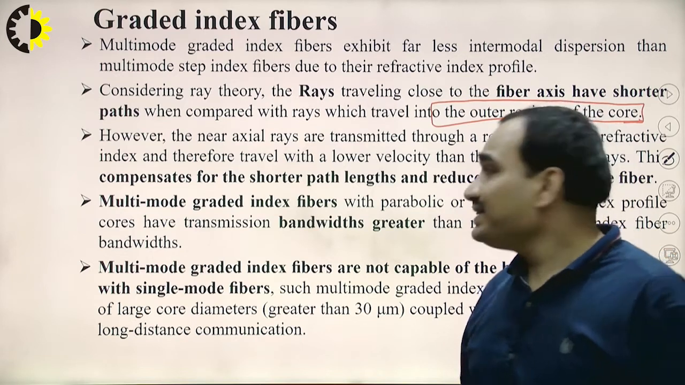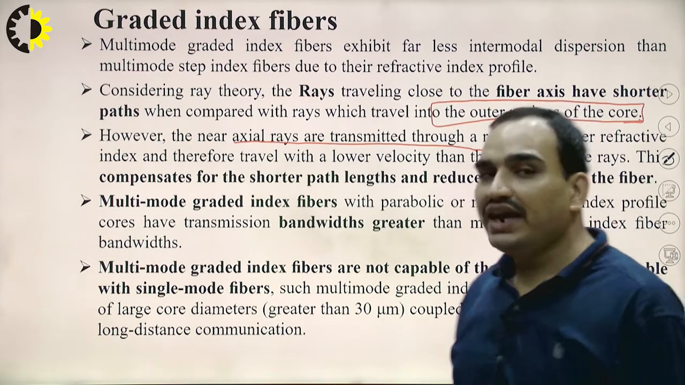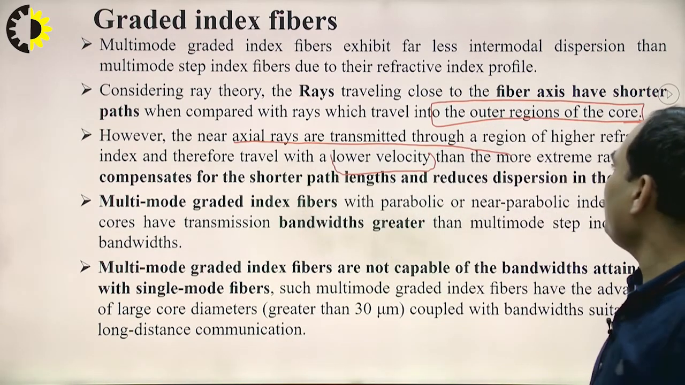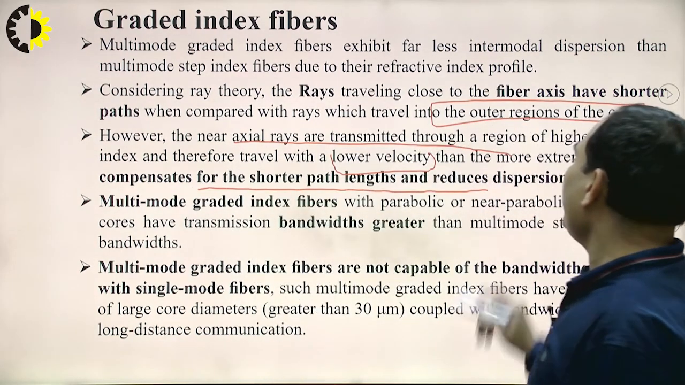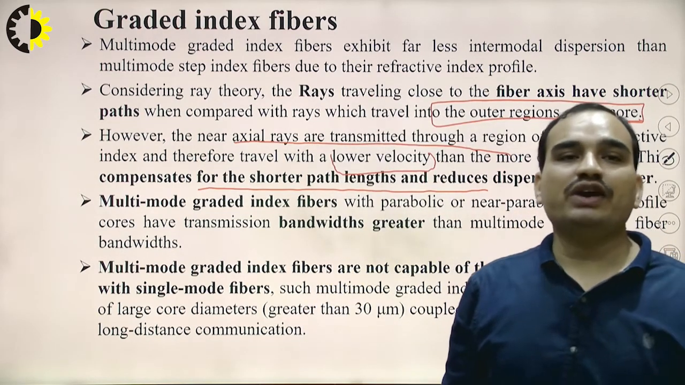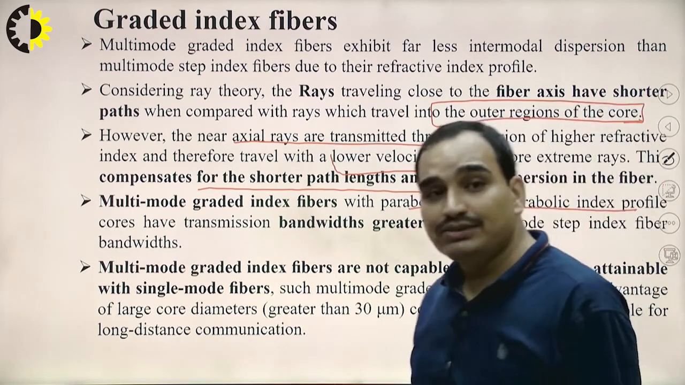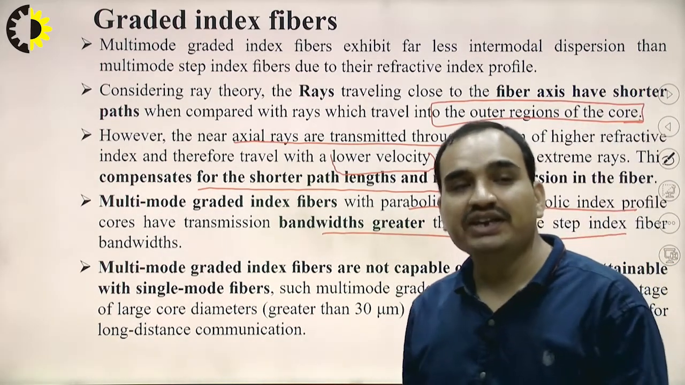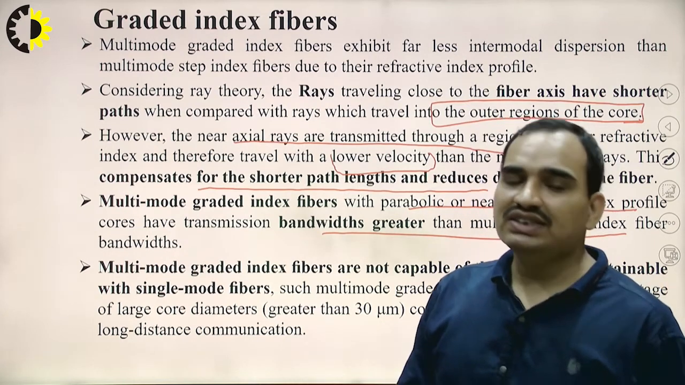However, the near axial rays are transmitted through a region of higher refractive index and therefore travel with a lower velocity than the more extreme rays. So this compensates for the shorter path length and reduces the dispersion in the fiber. So multi-mode graded index fiber with a parabolic or near parabolic index profile has a transmission bandwidth greater than the multi-mode step index fiber. That is the main reason why we are using the graded index fiber versus the step index fiber.